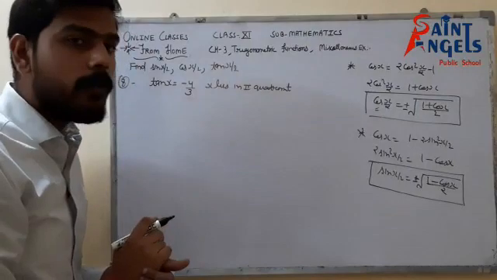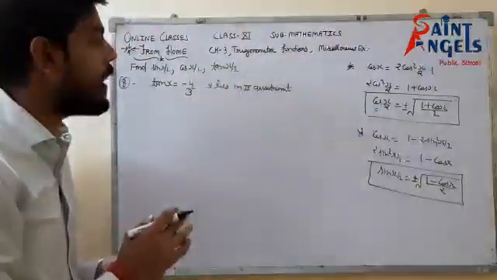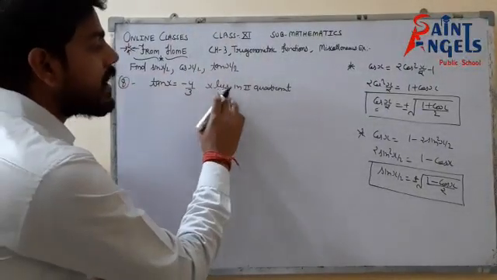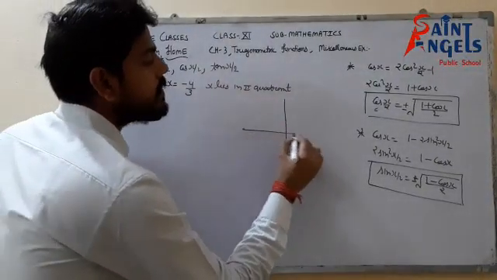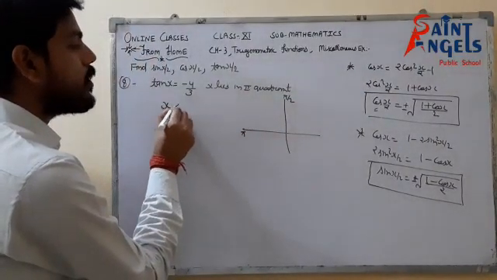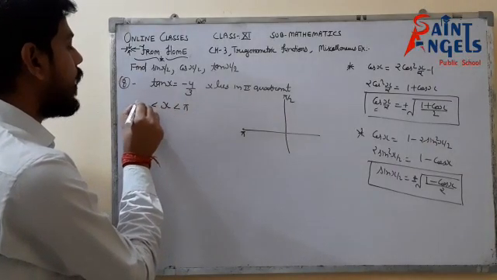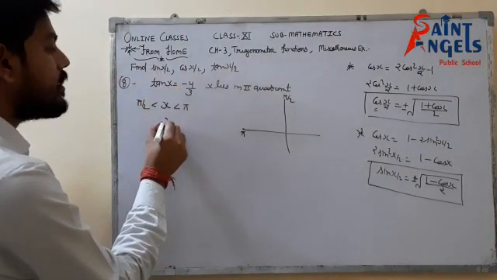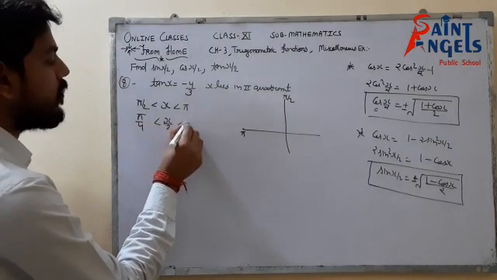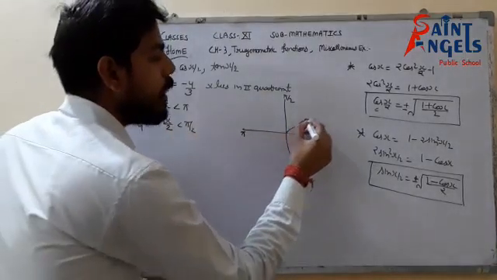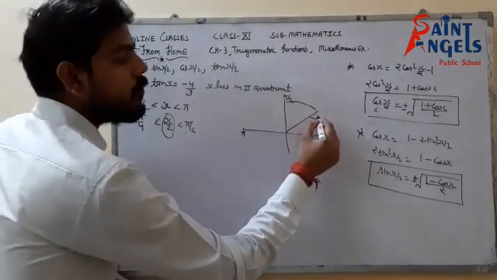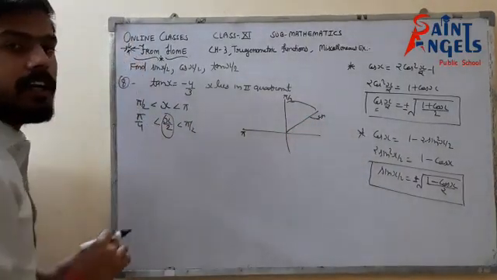So the first and foremost thing we have to do is find in which quadrant the angle x/2 would lie. If x lies in the second quadrant, and the second quadrant is from pi/2 to pi, then x/2 will lie, dividing by 2 on both sides, between pi/4 and pi/2. It means 45 degrees to 90 degrees. So x/2 lies in the first quadrant.